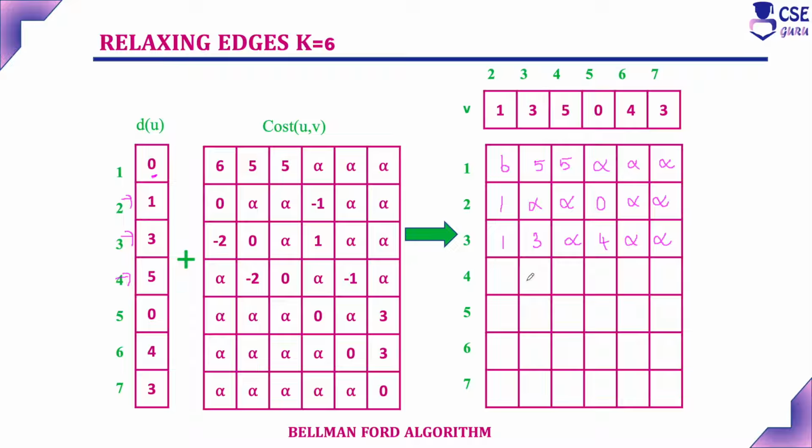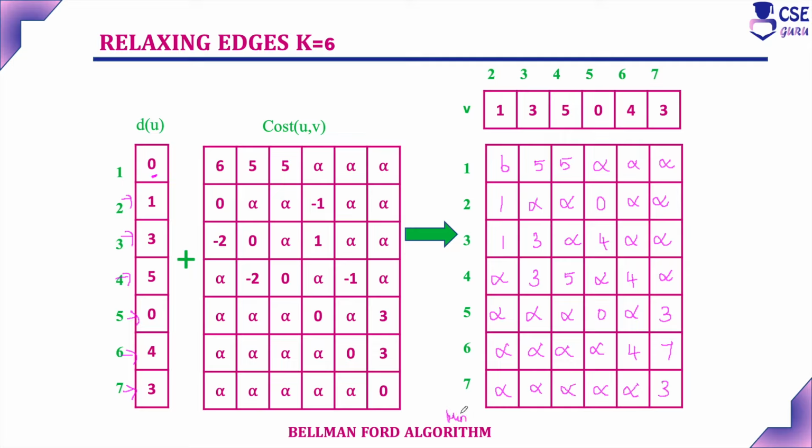For vertex 4, it is 5 plus infinite, 5 minus 2, 3, 5 plus 0, 5, 5 plus infinite, 5 minus 1 is 4, 5 plus infinite. For vertex 5, it is 0, 0 plus infinite, 0 plus infinite, infinite, 0 plus 0, 0 plus infinite, 0 plus 3 is 3. And for vertex 6, it is 4 plus infinites. All infinites we will get, only last two columns, 4 plus 0, 4, 4 plus 3, 7. For vertex 7, 3 plus. Okay, so here all infinites we will get, and 0 plus 3 we will get 3.